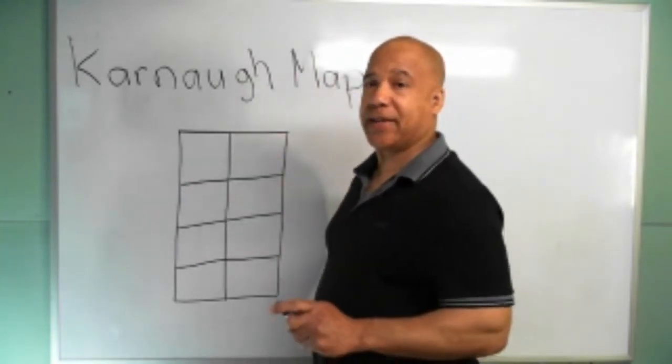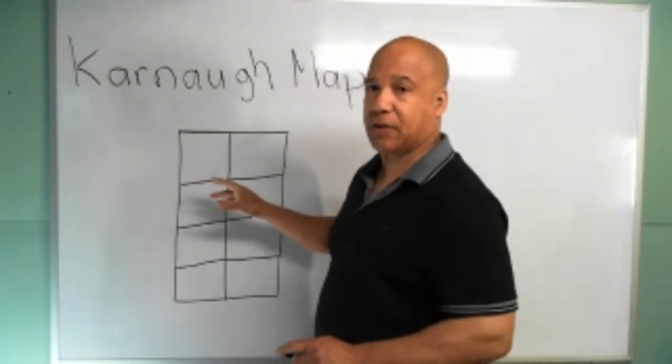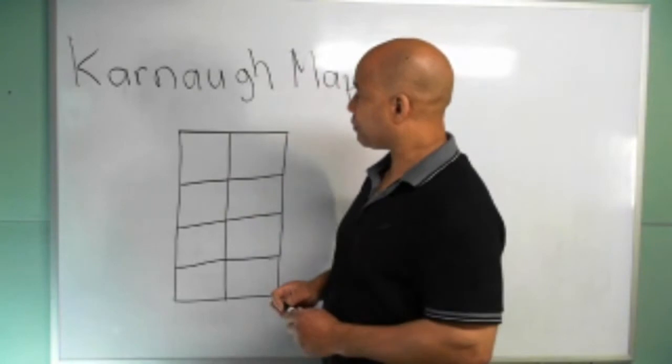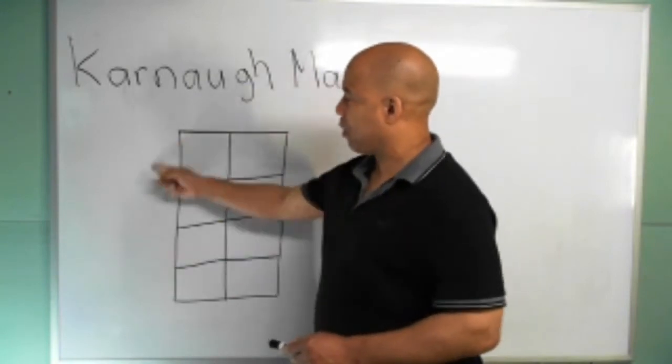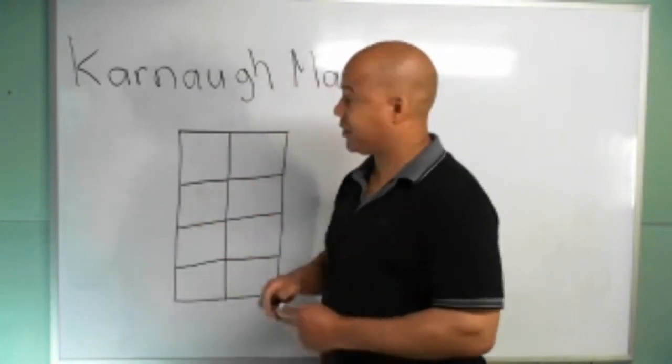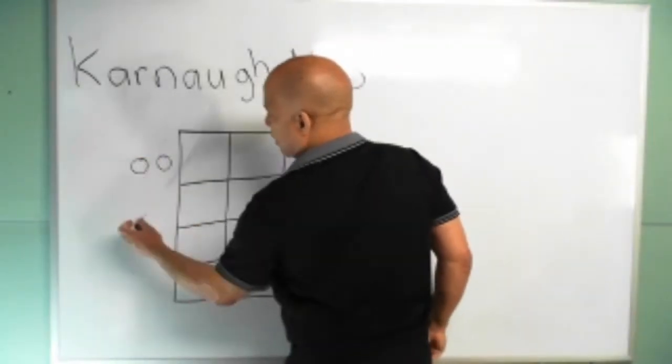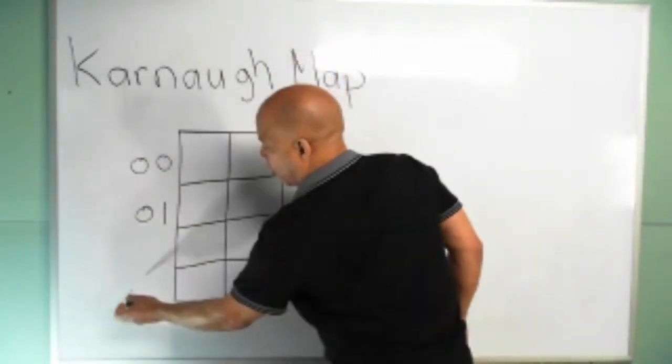I want to make sure you get this, because if you get this numbering wrong, then everything's kind of screwed up. So here's what you do. We're going to start numbering the rows over here. We use 2 binary digits. So this first one is 0, 0, 0, 1, 1, 0 at the bottom.